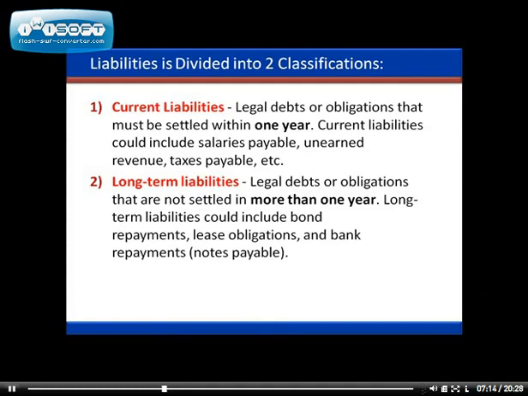Long-term liabilities, on the other hand, do not need to be settled within 1 year, and they would usually include bond payments, lease obligations, and bank repayments or notes payable.